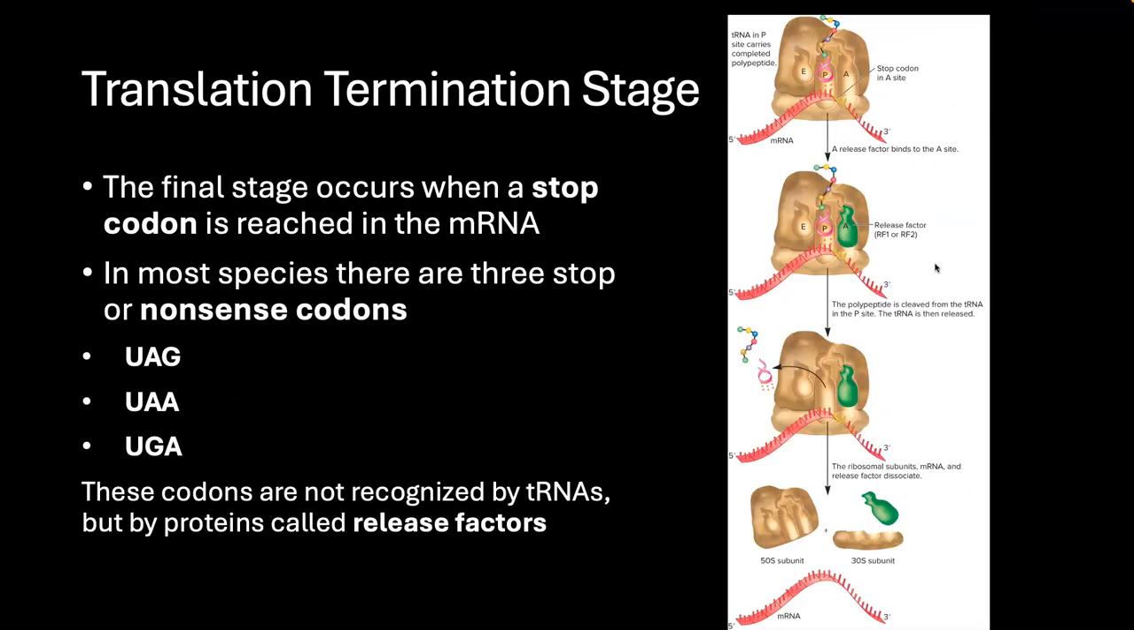This process continues until we reach one of three stop codons. These codons do not code for amino acids, but rather release factors, which have a similar shape to tRNAs, but do not carry amino acids. The binding of a release factor stops translation and dissociates this whole complex.